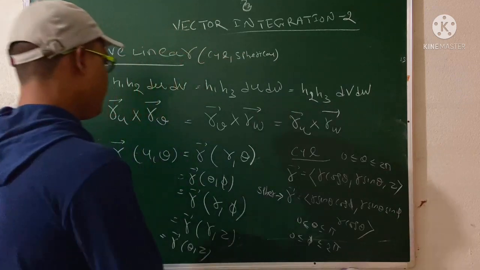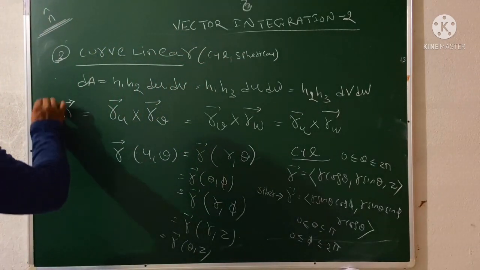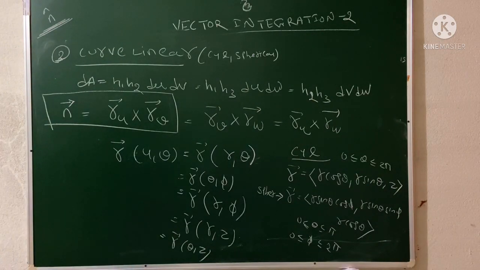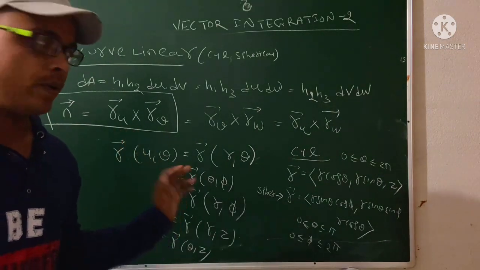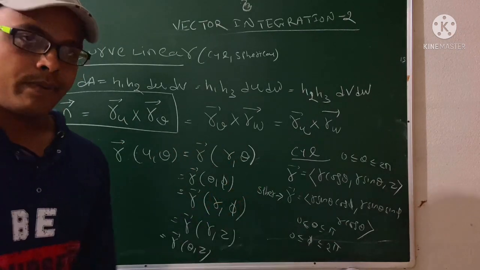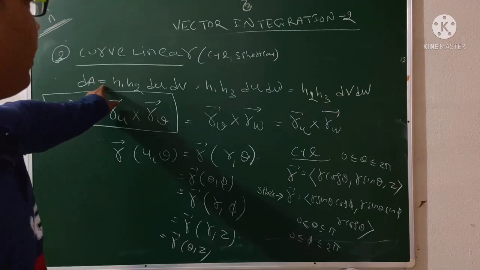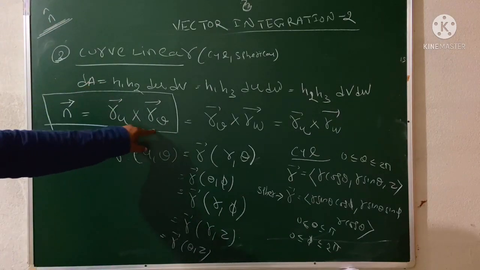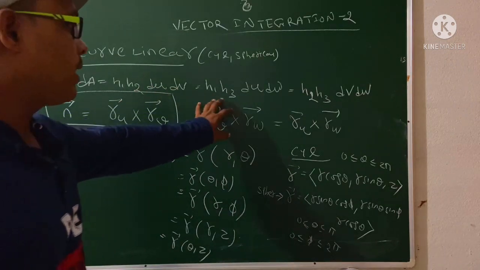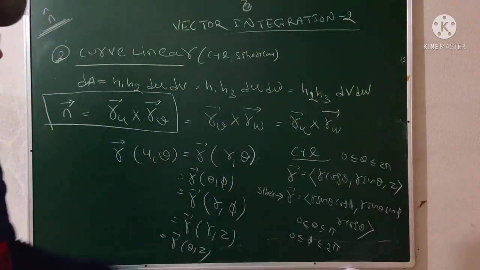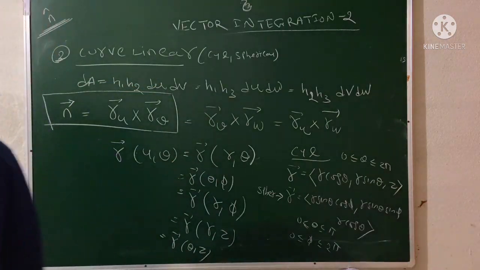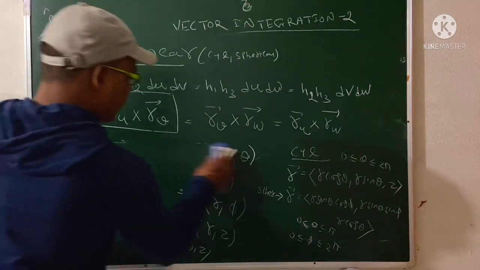So how will we find n cap, the n vector? Your n vector is r_u cross r_v. This is important. But what is u, v? I have written u, v in general form. u, v can be r, theta, or theta, phi, or r, phi. In that case, your dA also changes. If you are taking du dv, then your answer will be h1 h2 du dv. If you are taking h1 h3, then your dA is also different. So this is the n vector and this is the dA vector. Okay, so how will we calculate the surface integral?